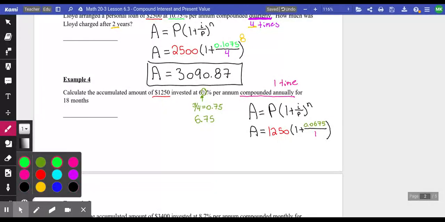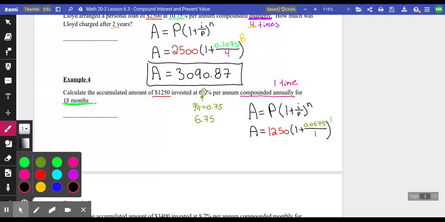Now, we're being charged 1 time a year, and we had the loan for 18 months. 18 months is not 2 years, right? It's like 1.5 years. So that means the total number of times I'm being charged interest would only be once. I'd be charged interest at the end of the first year, and then I wouldn't be charged interest again because I never got to the end of the second year.